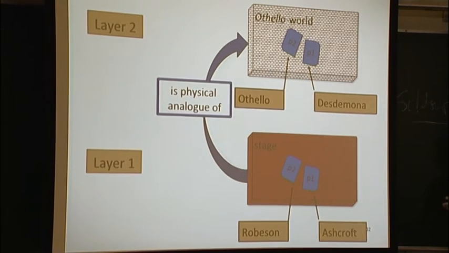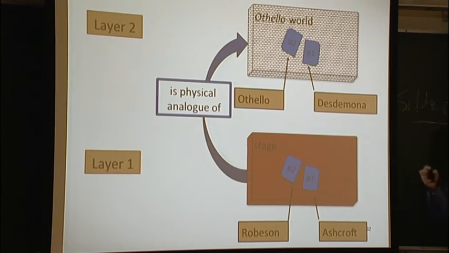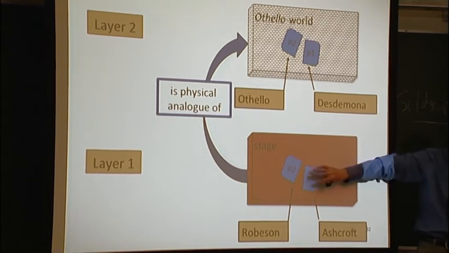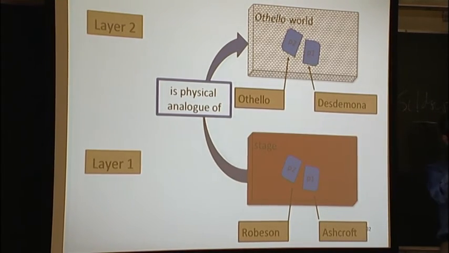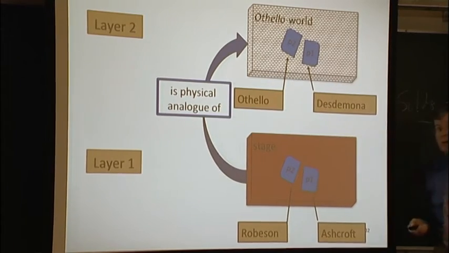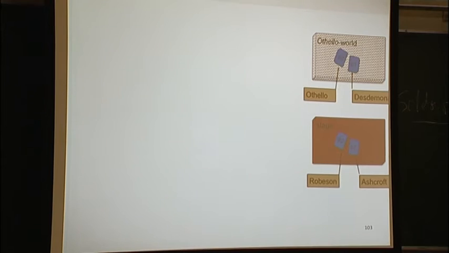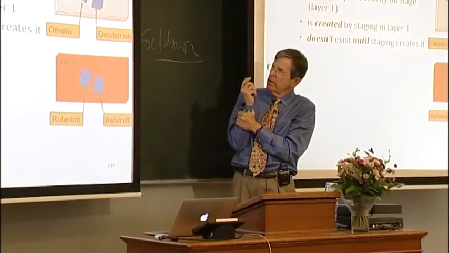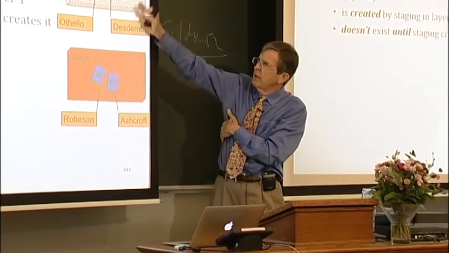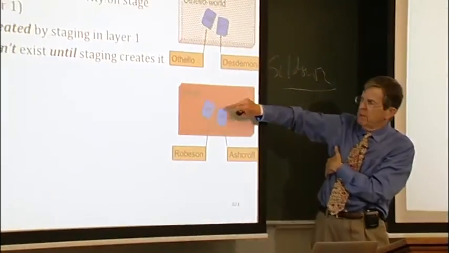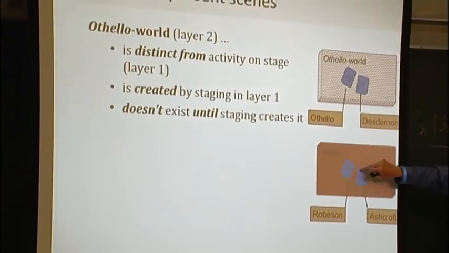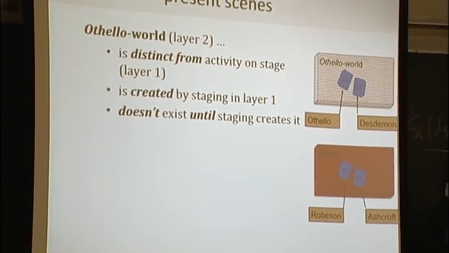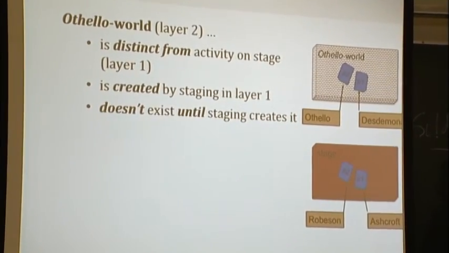And in the theater, it's really clear how this works. That is, there is a one-to-one mapping between these two spaces. So the locations of people, the locations and the actions and the orientations, all of this, there's a mapping from there to there in a straight analog way. Now, the thing is that these are co-present in some sense. That is, the Othello world is distinct from the activity on the stage. So these are not the same, but it's created by the people down here. And this doesn't exist until this exists. And as soon as this stops existing, that stops existing too. That is, they are being done at the same time because that's the way depictions work.